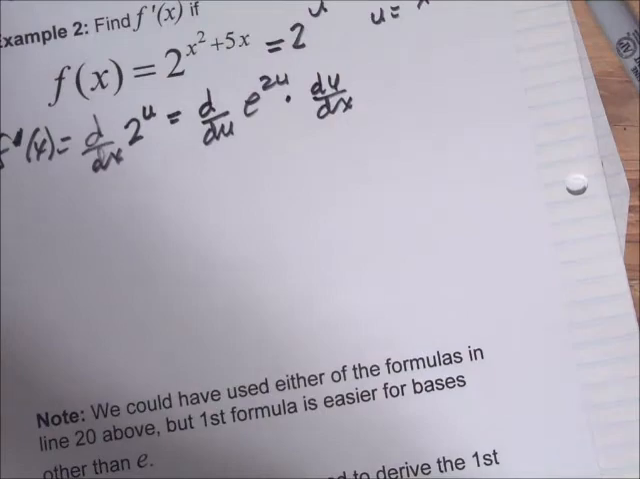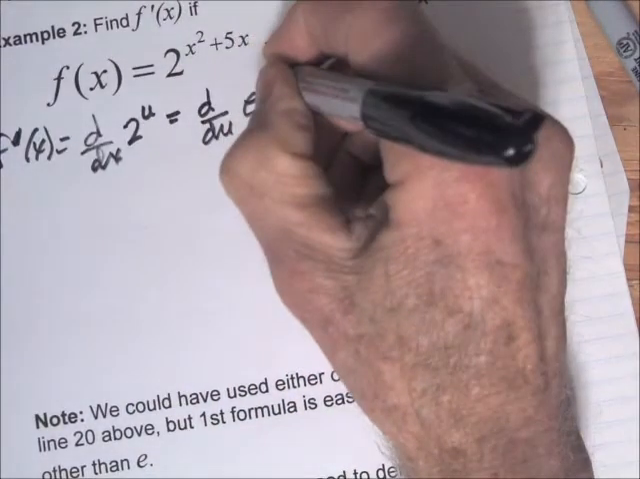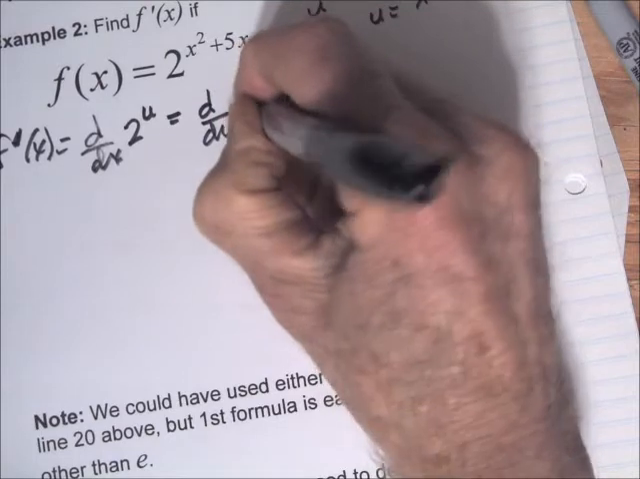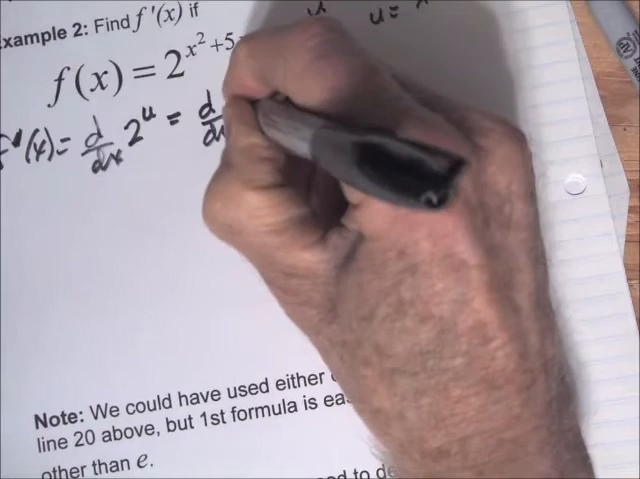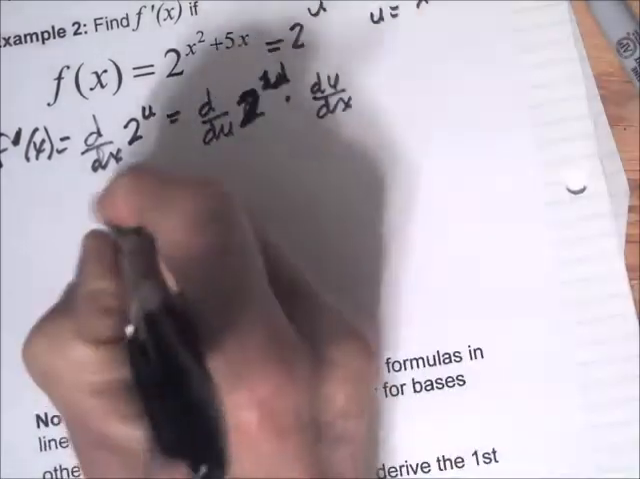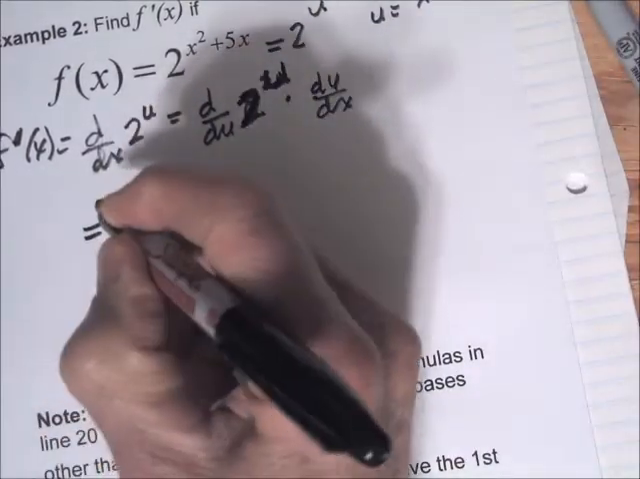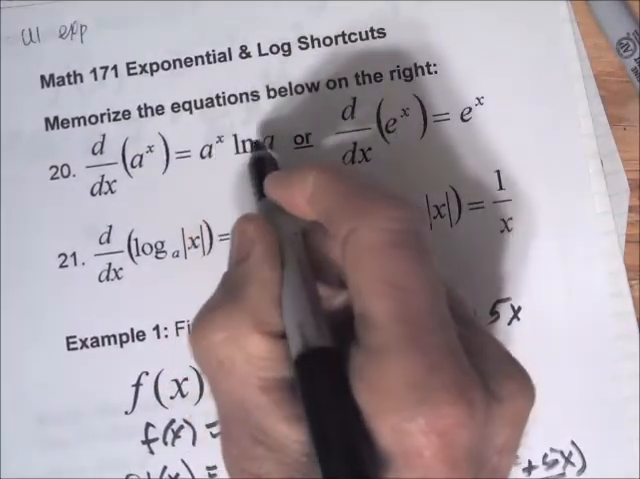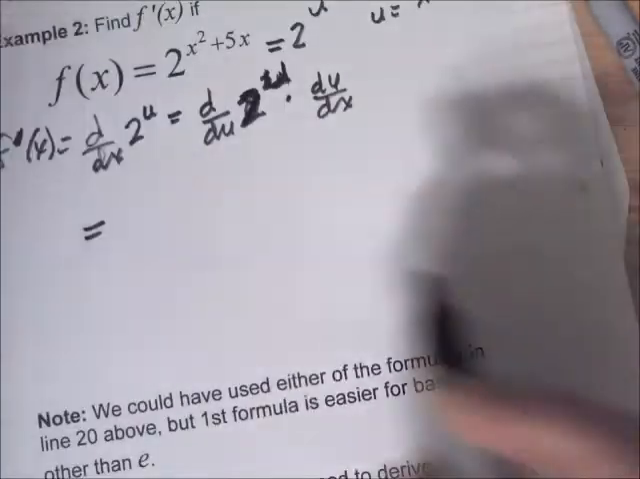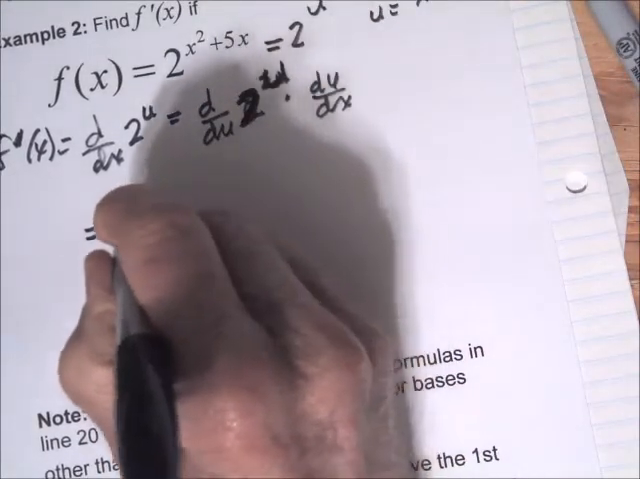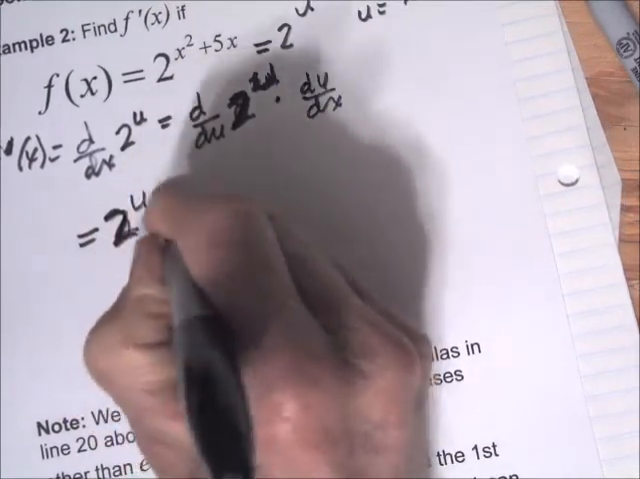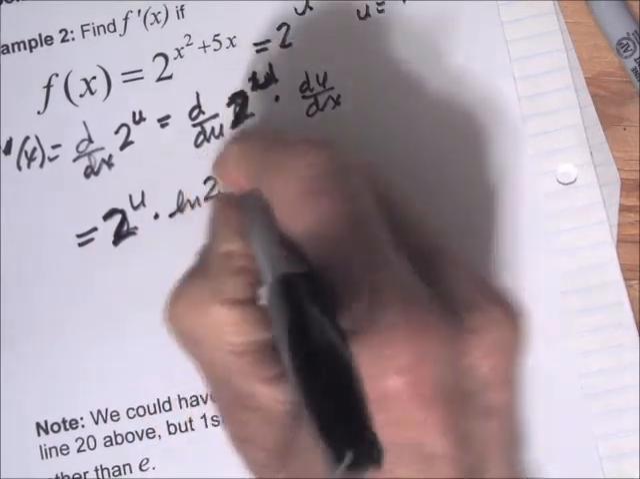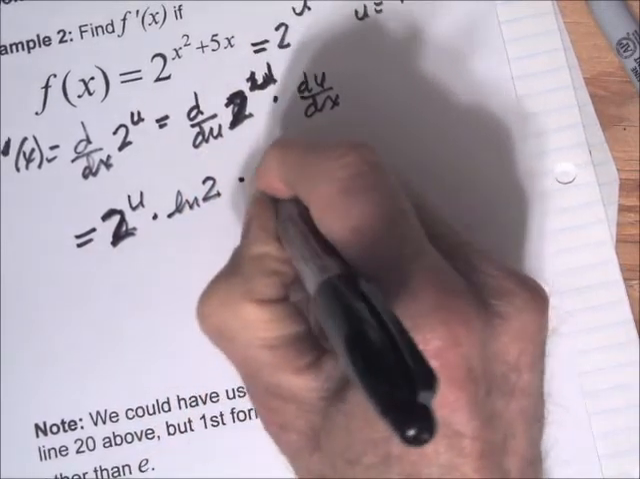And then this is 2 to the u. Okay. So the rule for a to the x is a to the x times ln a. So this is going to be a to the u, this is 2 to the u, 2 to the u times ln 2. And then times du dx.